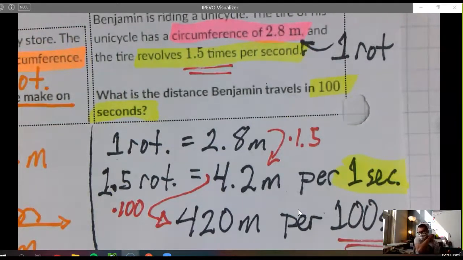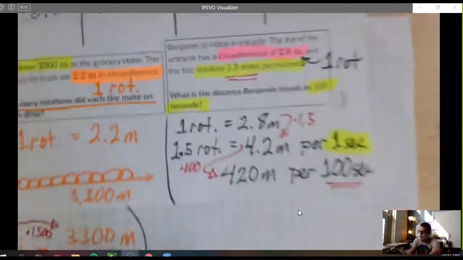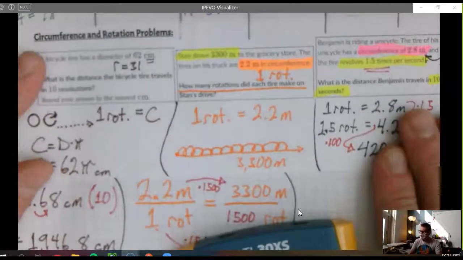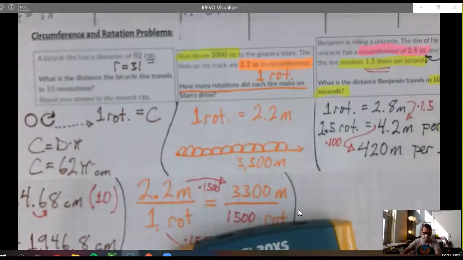For anyone watching this video out there on YouTube, that was only 3 problems of all the problems like this that we're going to do. So please email me if you guys have any questions as we try these circumference and rotation problems.